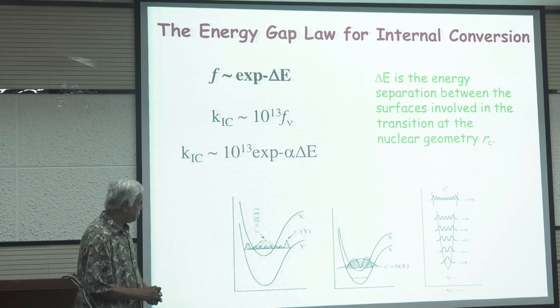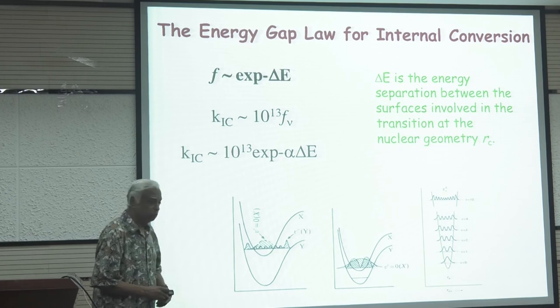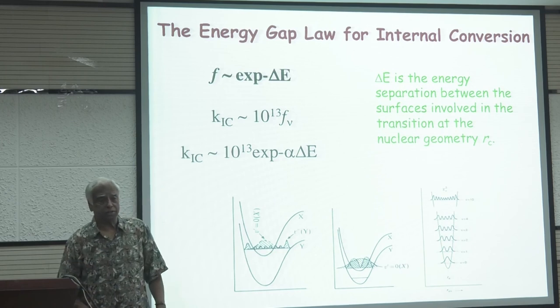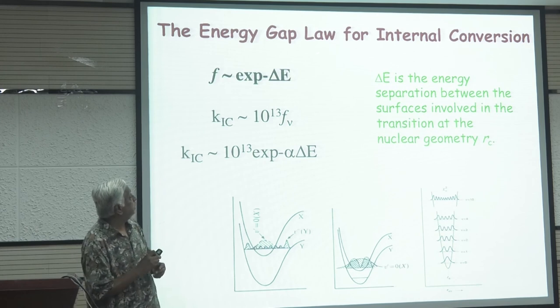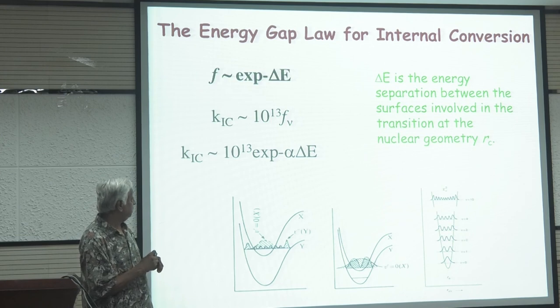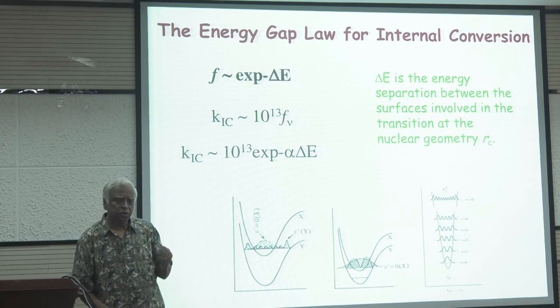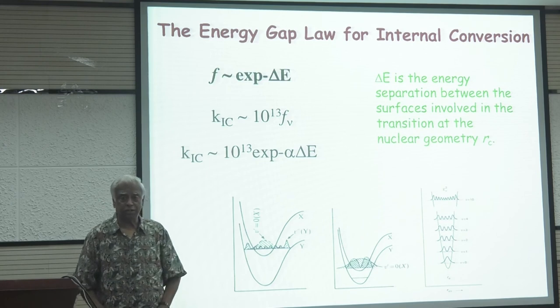If you use this energy gap law, which of these two will have a faster radiationless transition? This one or that one? It is based on this law. The energy gap law for internal conversion: delta E is the energy separation, and the surface involved goes into the coefficient, which becomes k_IC. Leave all of that aside; k_IC is e to the power of minus alpha delta E. Use that term. Which of these two will have a faster radiationless transition?